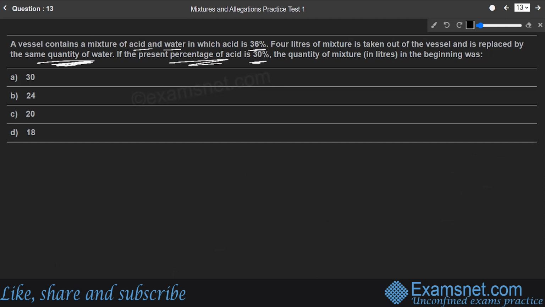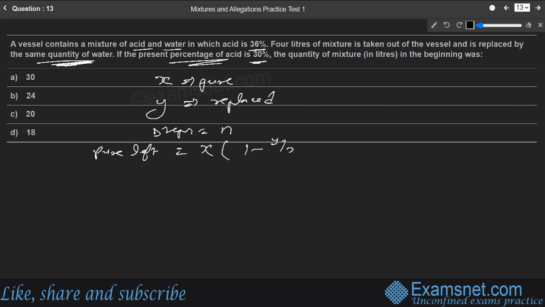So we can again relate the same formula, which says that if x was the pure quantity in a solution and y has been replaced every time, and a total of n steps have been taken, then the pure left out, the formula that we made in the last question also, will be x into 1 minus y over x, to the power n. So we can relate it like that. Let us see the question first.